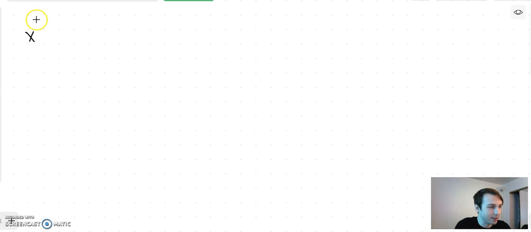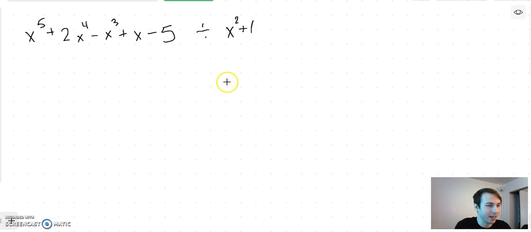x to the 5th plus 2x to the 4th minus x cubed plus x minus 5, something like that. There's no way you're going to be able to complete any square or cube thing on that. That's ridiculous. So we want to divide that by x squared plus 1, something like that. So we'll just set up the long division.